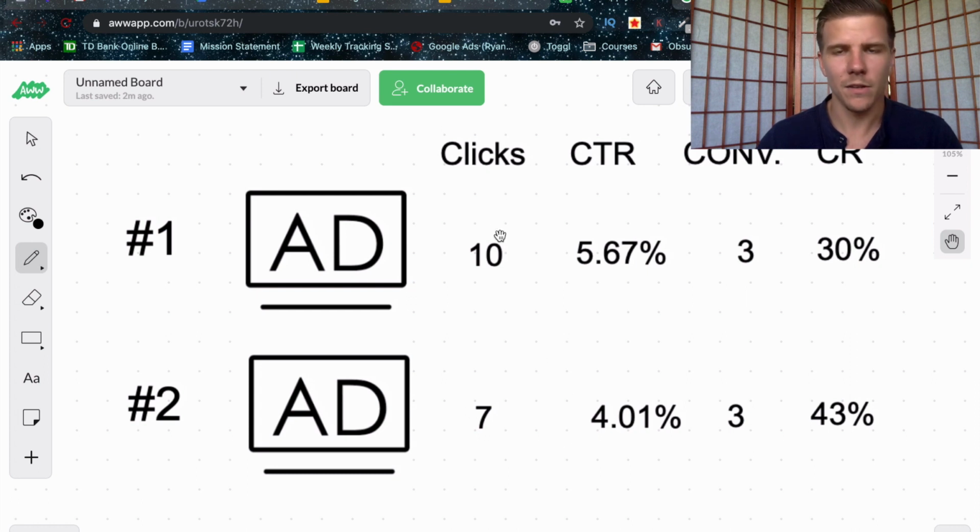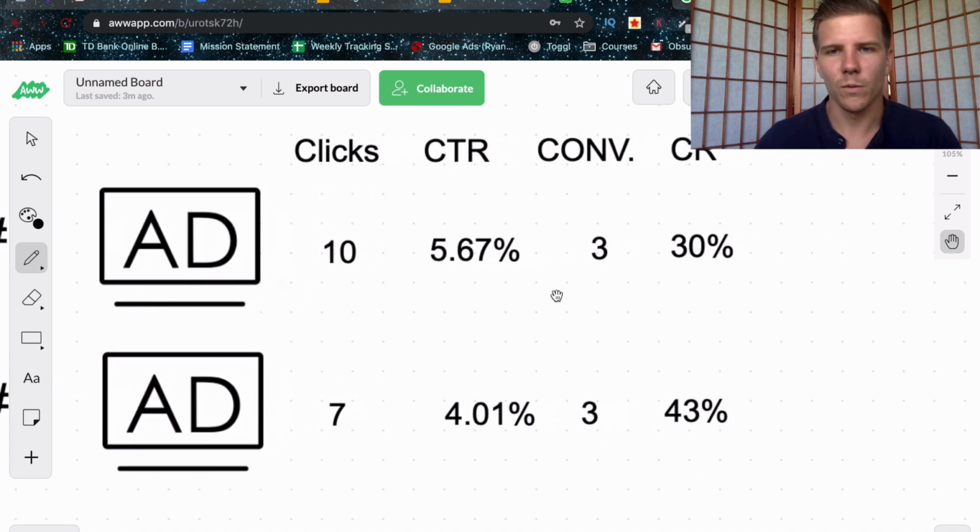At this amount of data, we just can't make that judgment call, because we don't know if there's going to be more variance in these numbers, and it was just a fluke that this ad didn't get in front of good searches. Same thing with the conversions here. We'd probably want to wait for more conversions to come in to accurately judge this conversion rate.